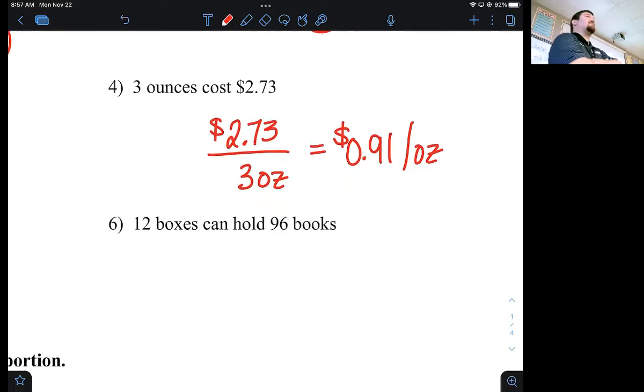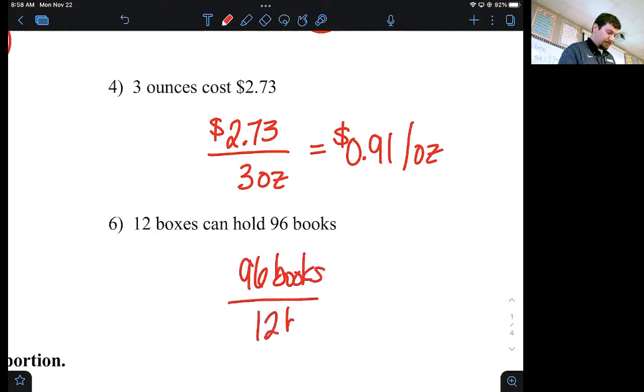What about the next one? Number 6 is kind of confusing. Boxes per book or books per box? You're going to put the books in the box, right? Probably more than one book. So books in the box. If I did boxes per book, you're not putting the boxes in the book. Doesn't make sense. So books per box. 96 books are going to fit inside of 12 boxes.